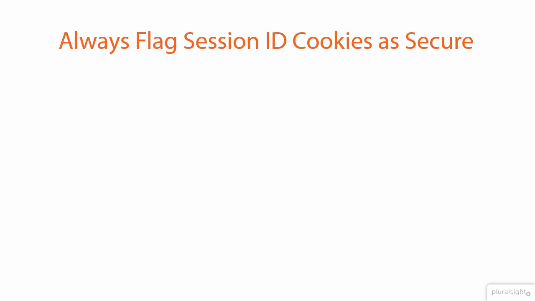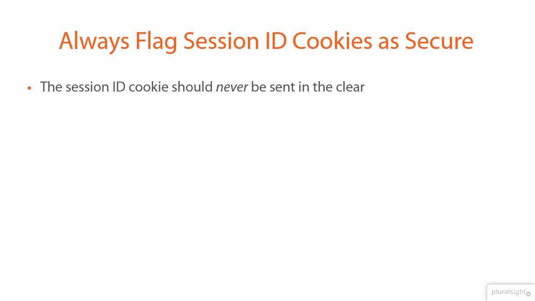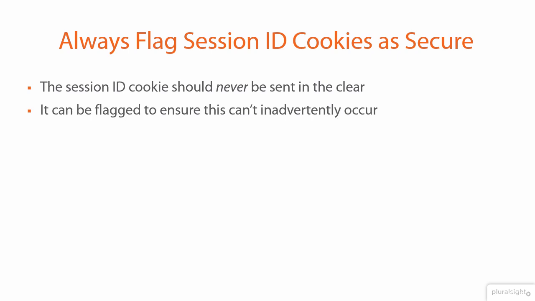I now want to take a quick look at the secure attribute on cookies. What we're talking about here is flagging a cookie such that it can never be sent over an insecure connection. And that is exactly what should happen to the session ID cookie. It should never go out in the clear. It's sensitive. We want to protect it. And it's very easy to flag it so that this simply can't occur, even inadvertently.